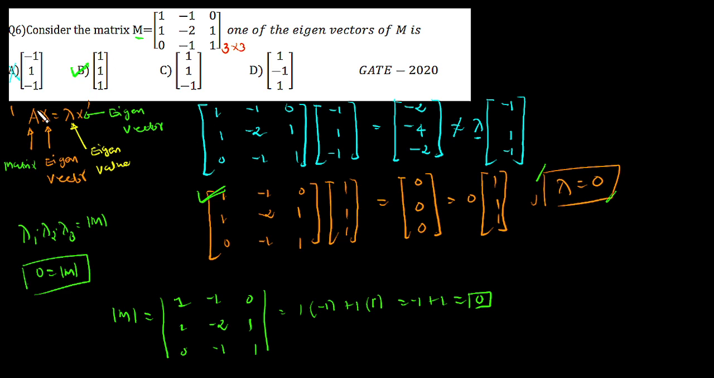You can also check the equation Ax equals lambda x for the remaining options C and D. You are not getting any scalar to represent the resultant vector from C and D as lambda times the initial one. So we can cancel out C and D also, and the only option which satisfies the Ax equals lambda x condition is given in option B. So it must be an eigenvector for this matrix M.